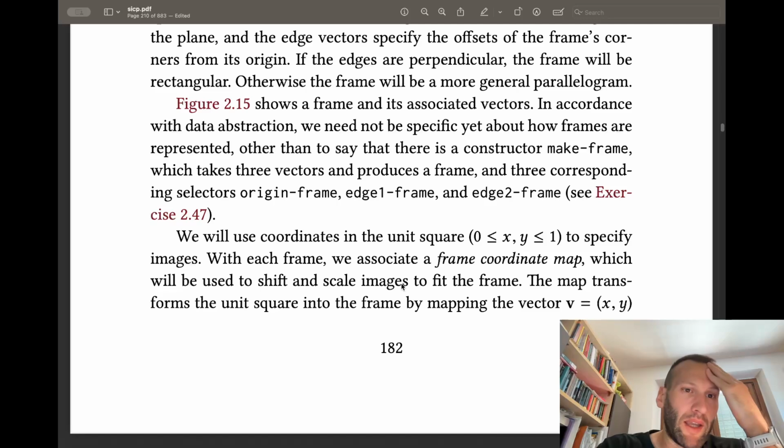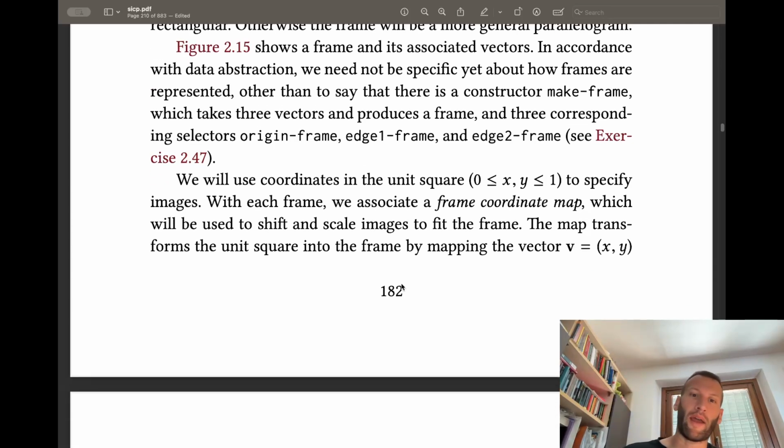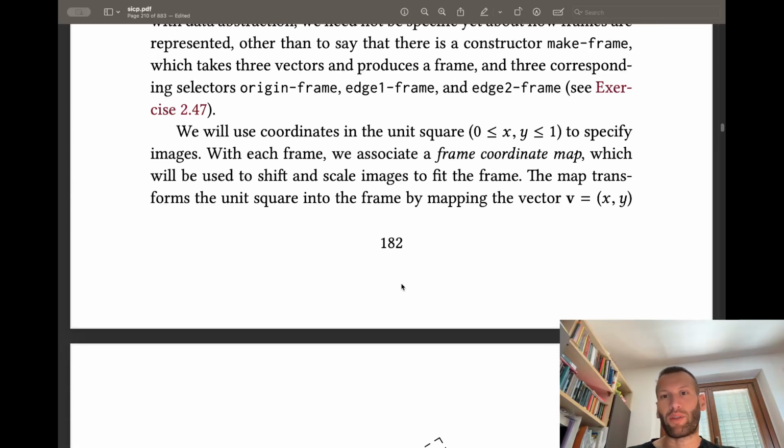In accordance with data abstraction, we need not be specific yet about how frames are represented, other than to say that there is a constructor make-frame which takes 3 vectors and produces a frame, and 3 corresponding selectors: origin-frame, edge1-frame, and edge2-frame. We will use coordinates in the unit square so that x and y are included in the interval [0, 1] to specify images.